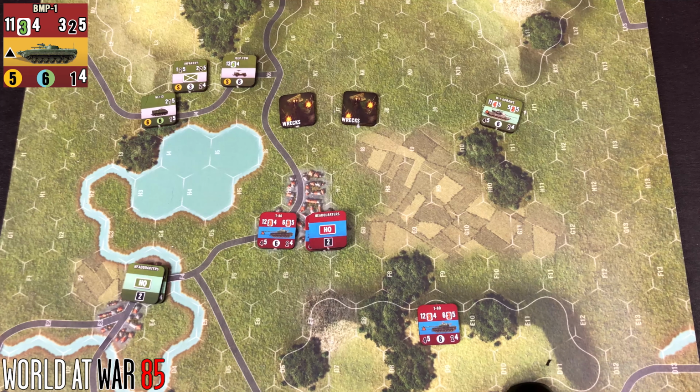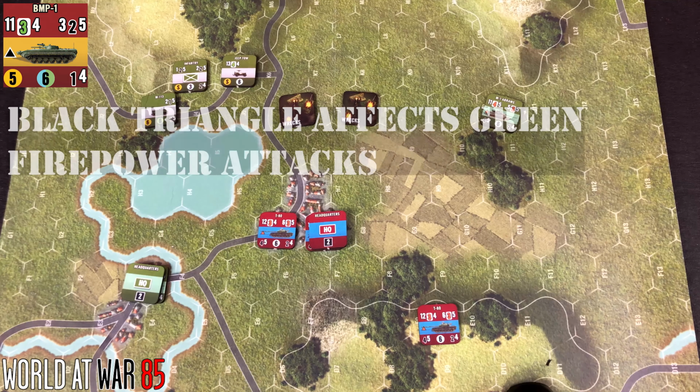One last quick thing to keep in mind, some units are going to have a minimum range requirement. They're going to be signified by the black triangle on the left side of the counter. This means that that unit can't perform an attack if the enemy is 1 or 2 hexes away. It needs to be at least 3 hexes away for it to perform a direct action attack.